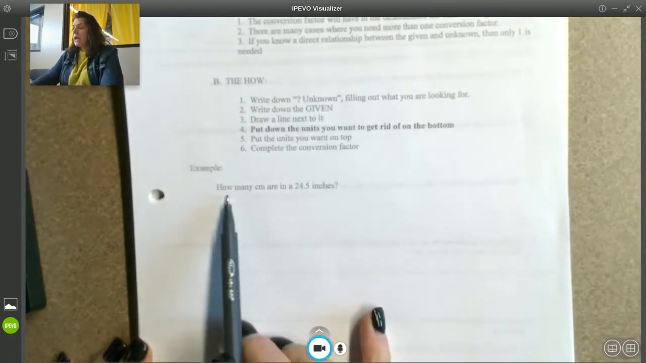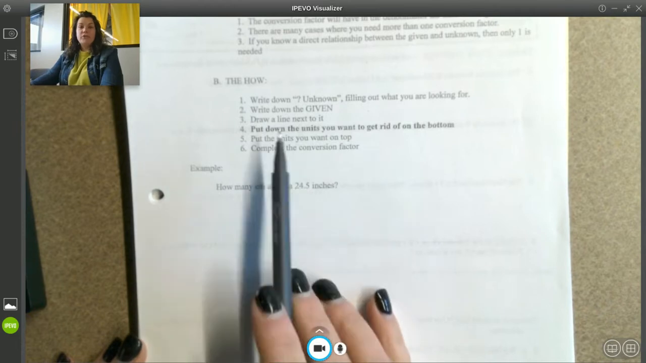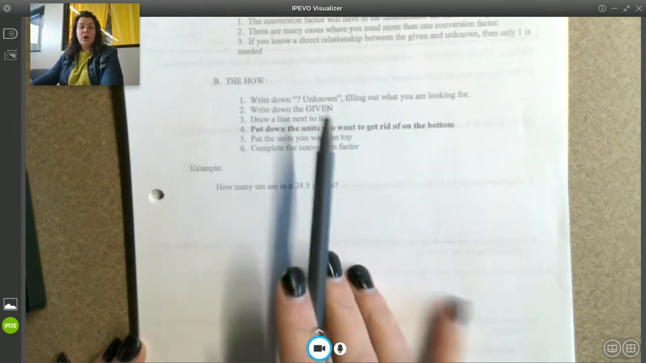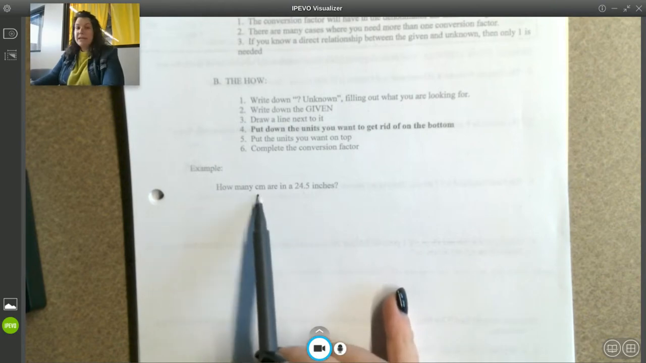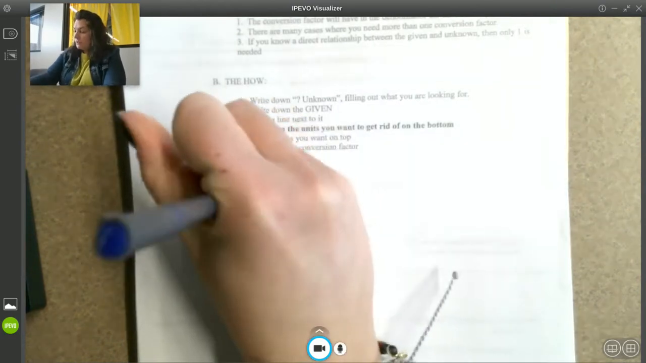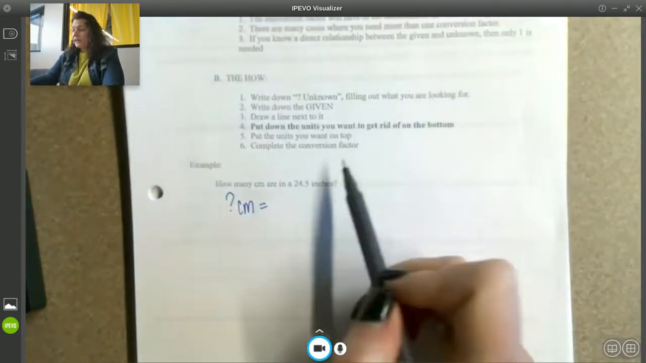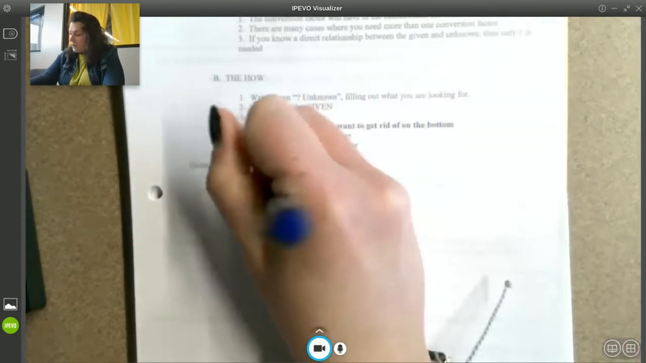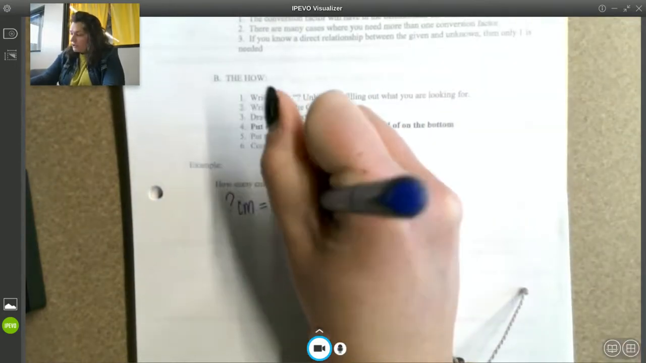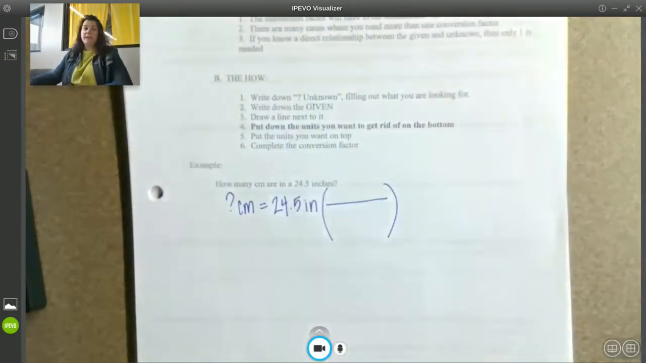So the question says, how many centimeters are in 24.5 inches? So the first thing is we're going to say question mark unknown. So question mark, what am I looking for? In this case, it says how many centimeters? So centimeters is the question mark. So I'm going to say question mark centimeters is equal to, and then I'm going to write down the given. The given that's given to me is 24.5 inches. So I'm going to say 24.5 inches. And then a line, and I do parentheses because I like my conversion factors to look pretty, okay?